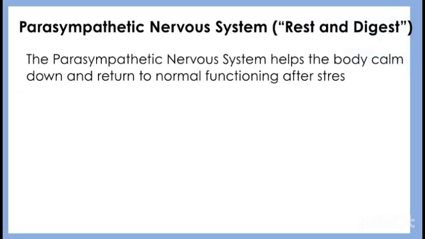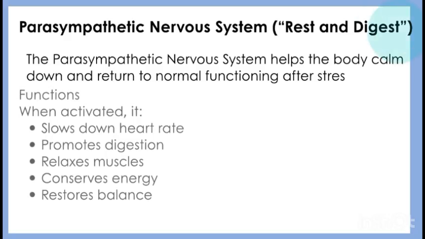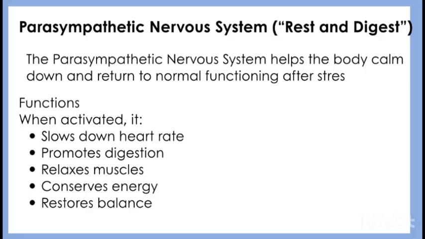Parasympathetic nervous system, it is rest and digest. The parasympathetic nervous system helps the body calm down and return to normal functioning after stress. So when it is activated, it slows down heart rate, it promotes digestion, relaxes muscles, conserves energy, and restores balance.